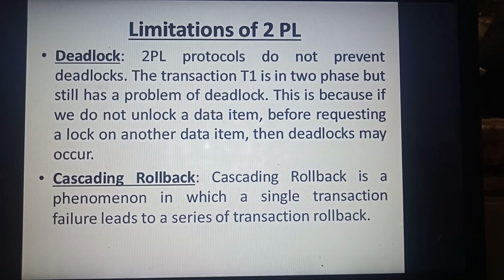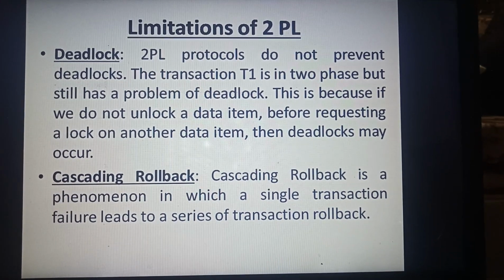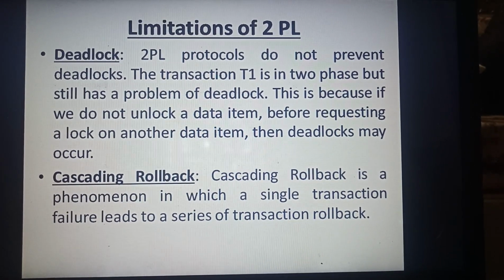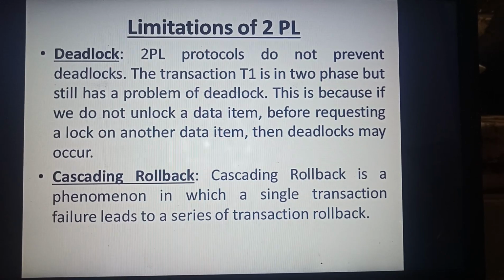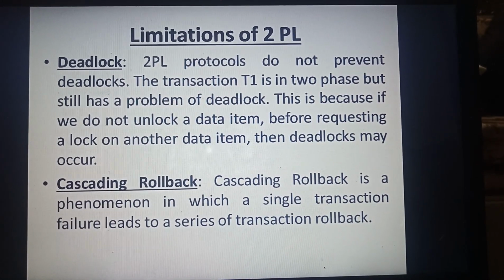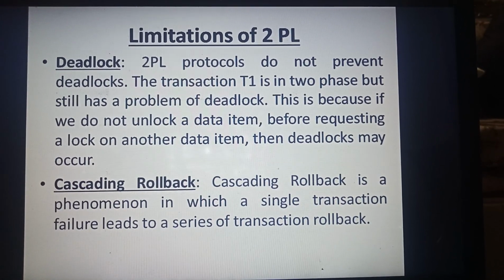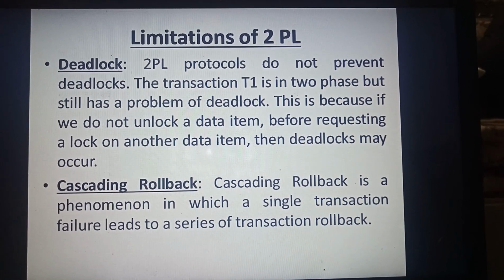Second limitation of two-phase locking is cascading rollback. Now cascading rollback is a phenomenon in which a single transaction failure leads to a series of transaction rollbacks. So these are the two limitations of two-phase locking.